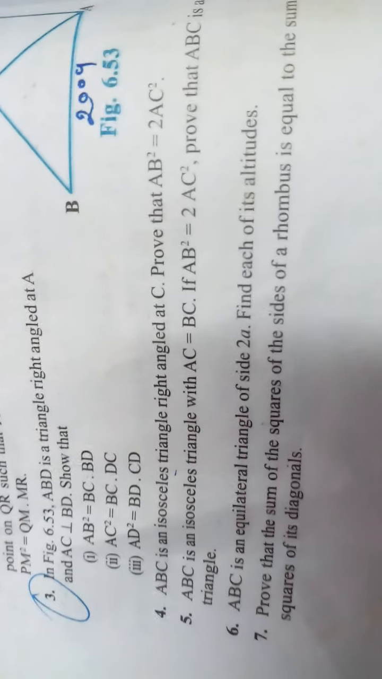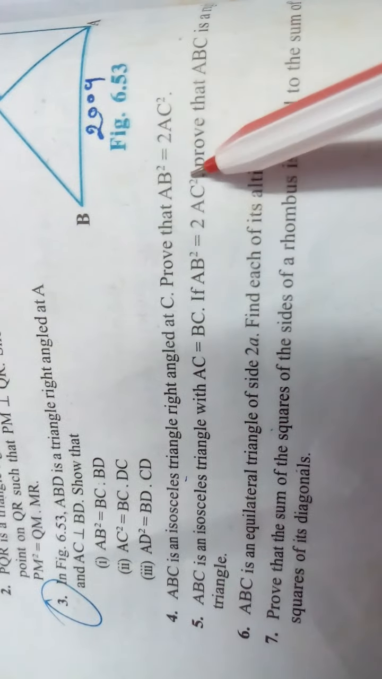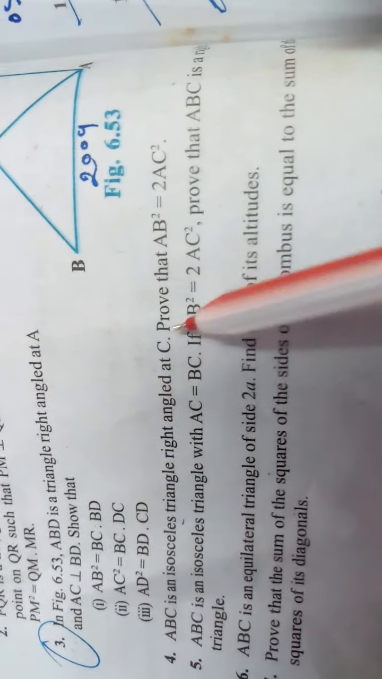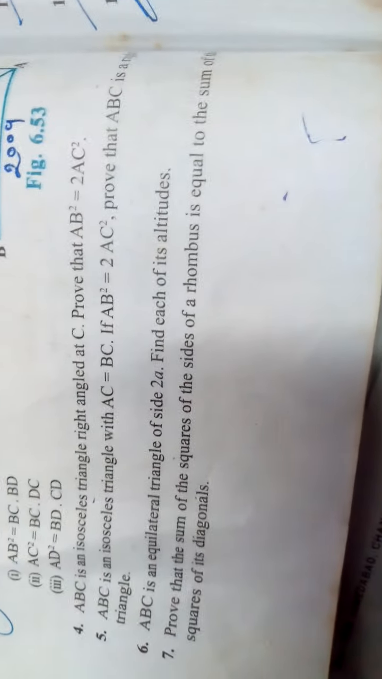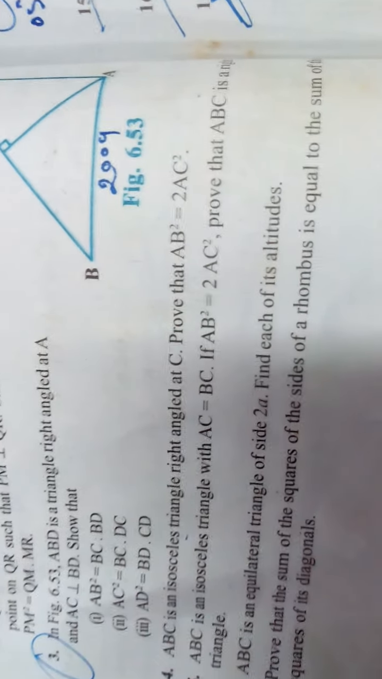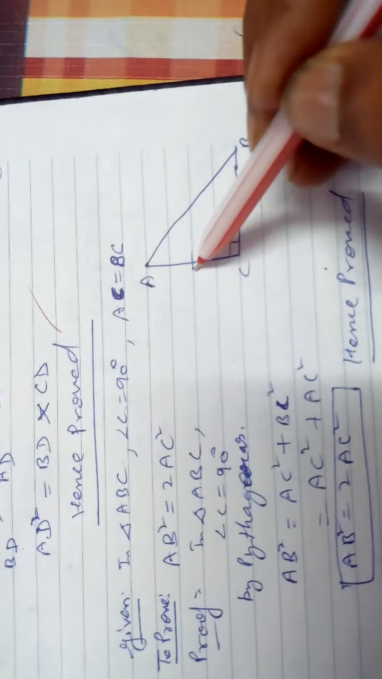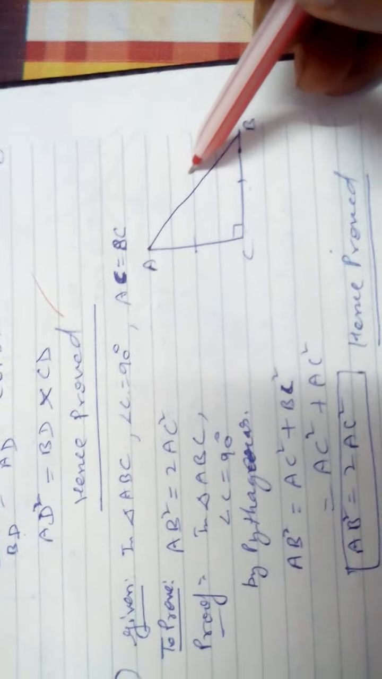Question number 4. A triangle ABC is isosceles right triangle at C. Prove that angle ABC is 90 degrees. What is the hypotenuse? AB will be the hypotenuse. First you draw a triangle ABC. C is 90 degrees, which means these two sides will be equal. It is the longest side.